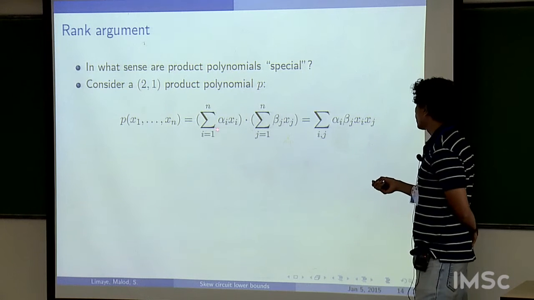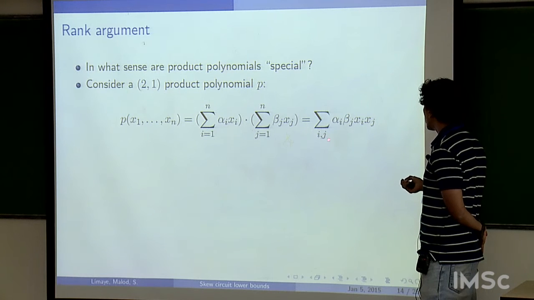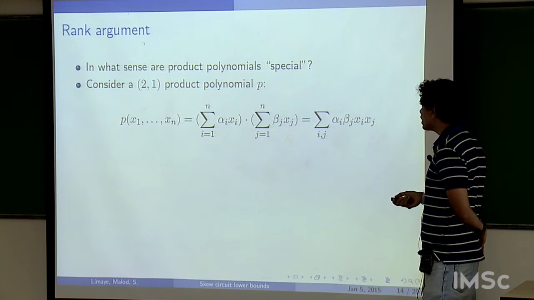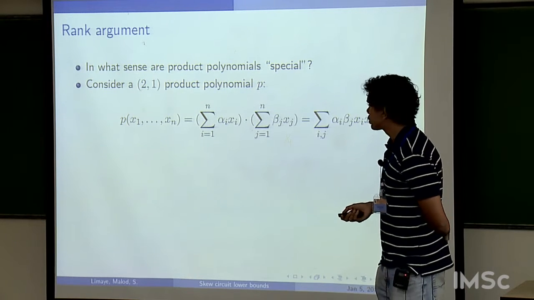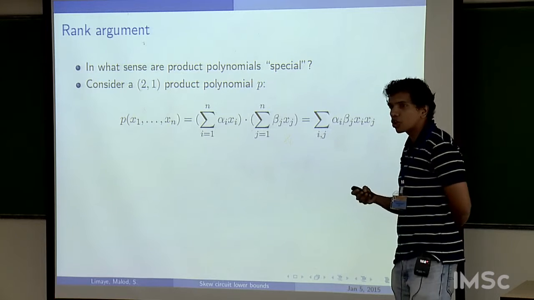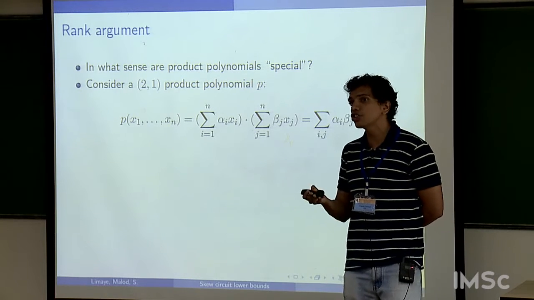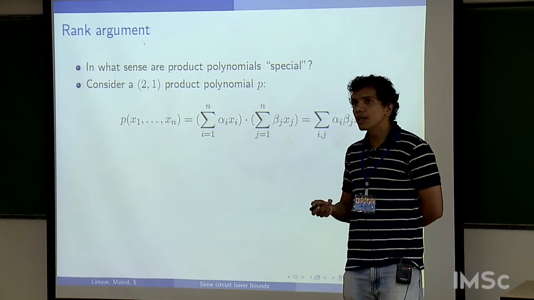Okay. So suppose I have summation alpha_i x_i times summation beta_j x_j. This is a sum over all i,j of alpha_i beta_j x_i x_j. Okay. So suppose for now that I gave you a polynomial that kind of looks like this. It's just some linear combination of x_i x_j, and I asked you, is this a 2-1 product polynomial? Would you be able to tell?